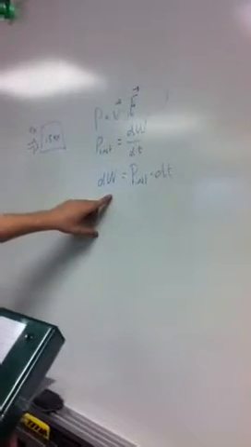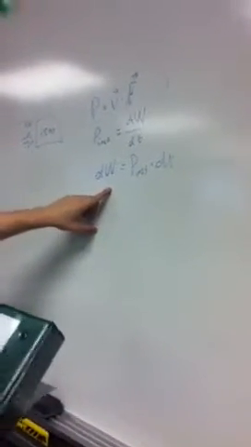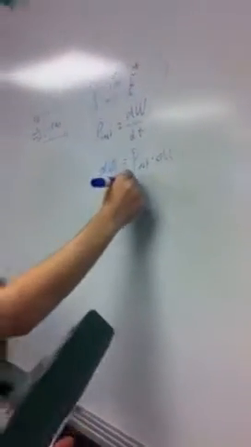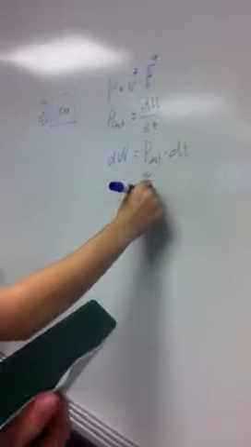To get work, what do we do? Hannah, you're in basic calc, right? Okay, how do you make this dW instead of dt? Take the integral. But we're going to take the integral with respect to time, and this isn't in terms of time. So what we're going to do is say the power is equal to force times velocity.